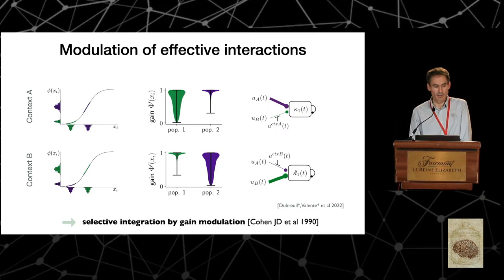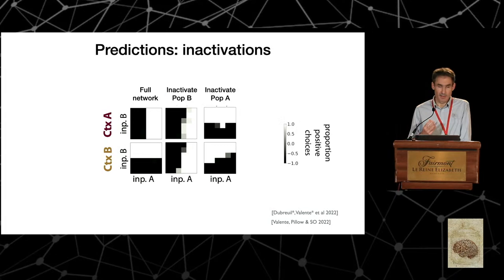So what happens here is that, by reverse engineering, analyzing the network trained on this context-dependent task, we recover this classical mechanism of selective integration by gain modulation, but in a network that is highly mixed selective, with populations that are really very noisy, very fuzzy, so that they're difficult to just see by eye. Now, what our approach does is that it identifies populations from the connectivity.